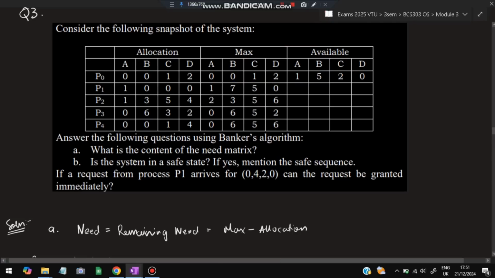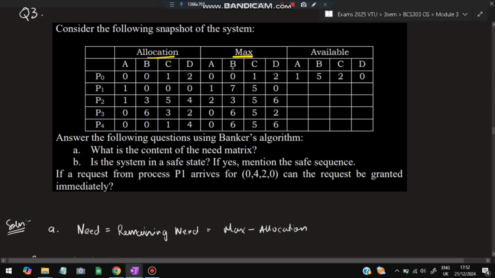So first it asked, what is the content of the need matrix? Why are we calculating the need matrix? See, the processes already have some resources allocated, and the maximum need is this much. Now how much more does it require? How much more it requires means the difference between max and allocation.